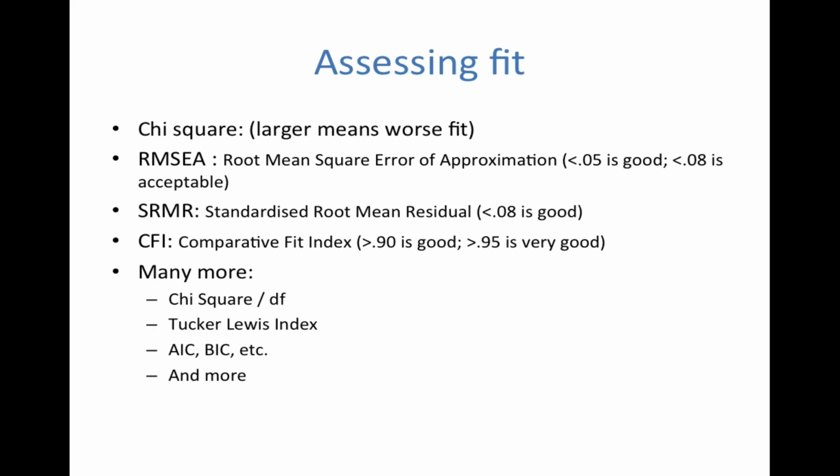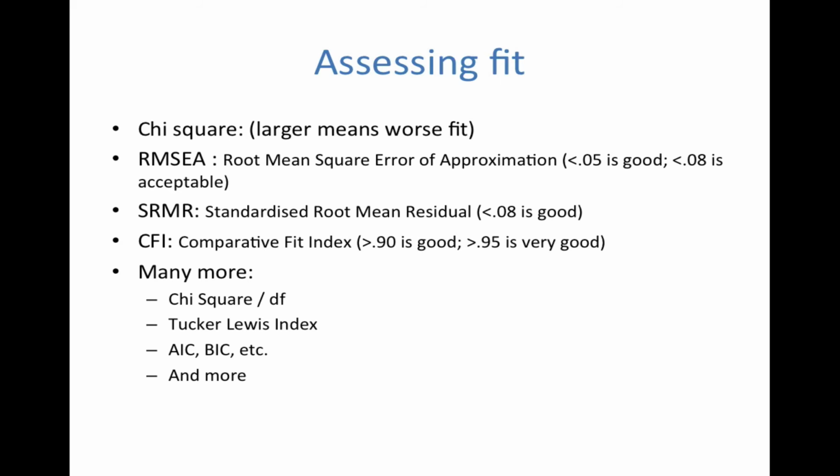When we assess fit, there are a whole range of indices to describe how well our model represents the covariances between the items. A lot of them are in one way or another based on the chi-square, where larger chi-square means poorer fit. Many of the other measures make corrections for the number of parameters you're estimating, so penalize more complex models.